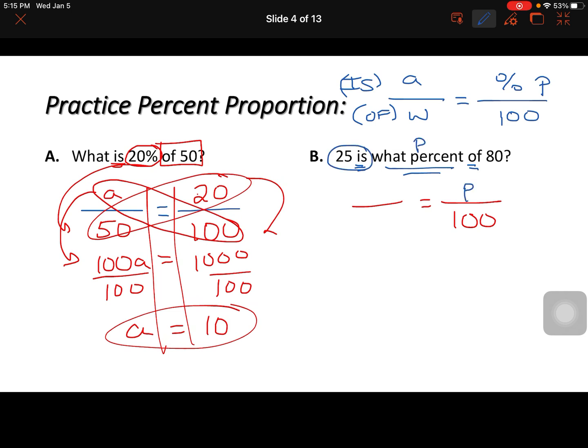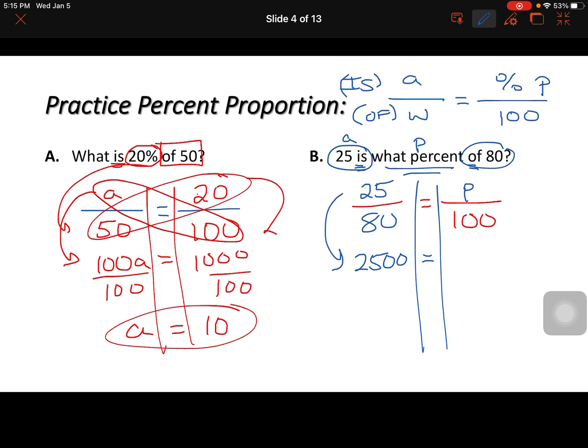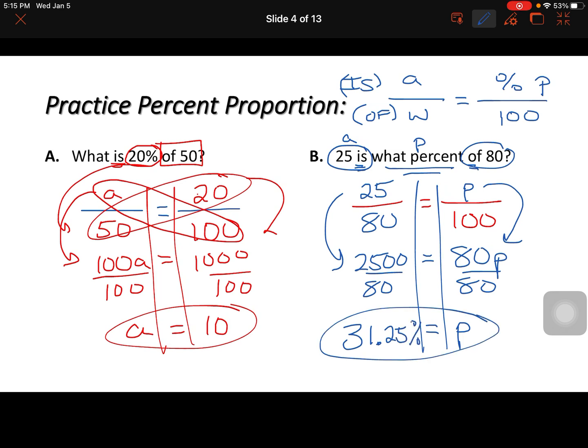25 is equal to, so this is my part, this is my A, and of is 80. And so we're going to multiply, and we get 2,500 equals 80p. And then you take your calculator, and you're going to divide by 80. As you divide your 2,500 by 80, you get the percent is 31.25%. Or another way of saying it would be 31 1/4%.